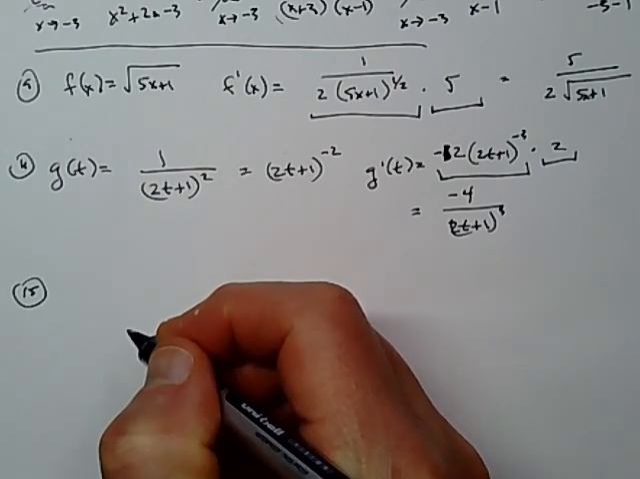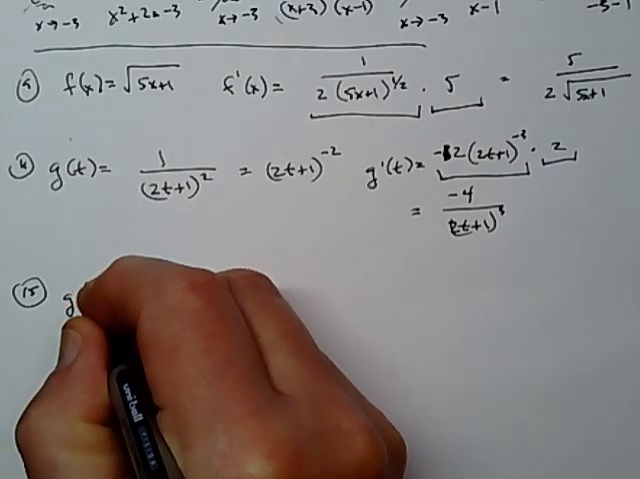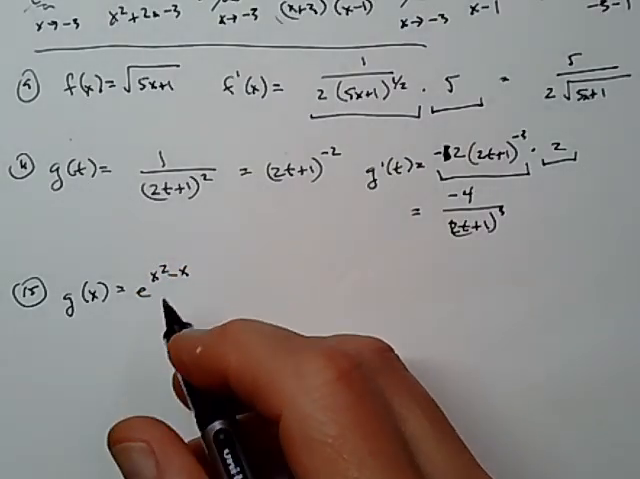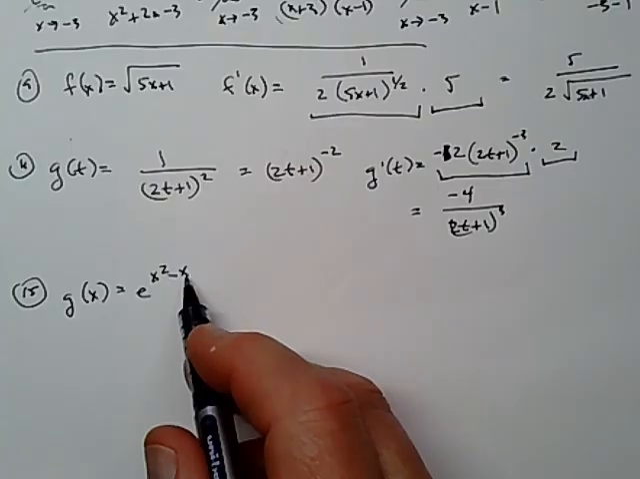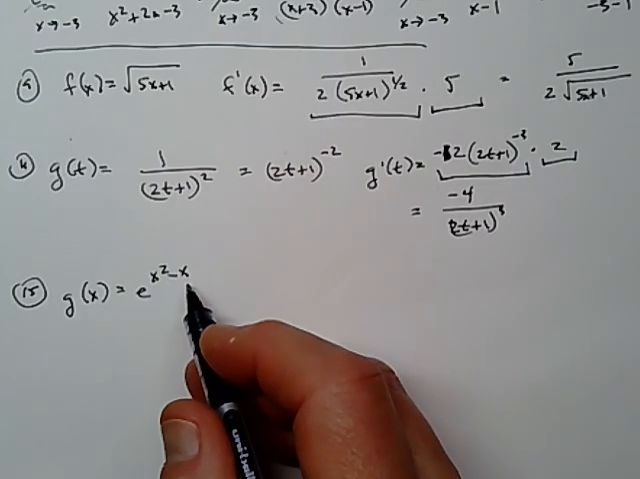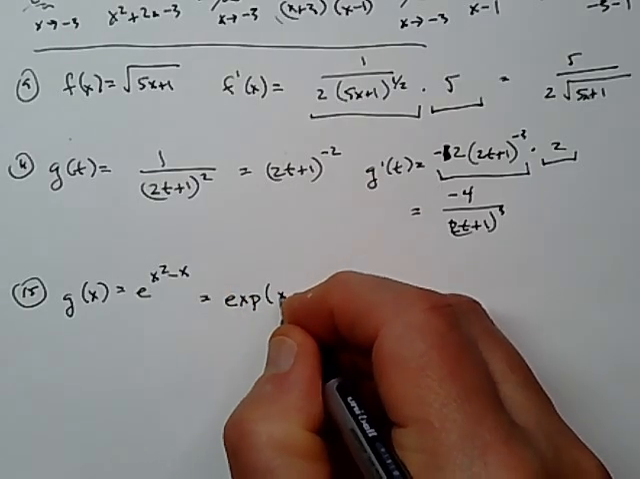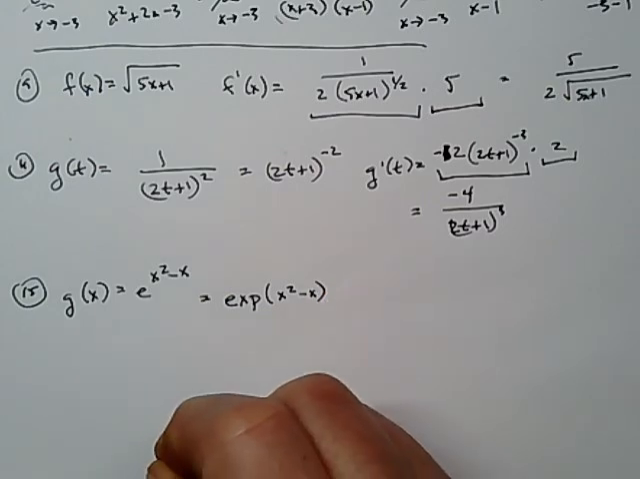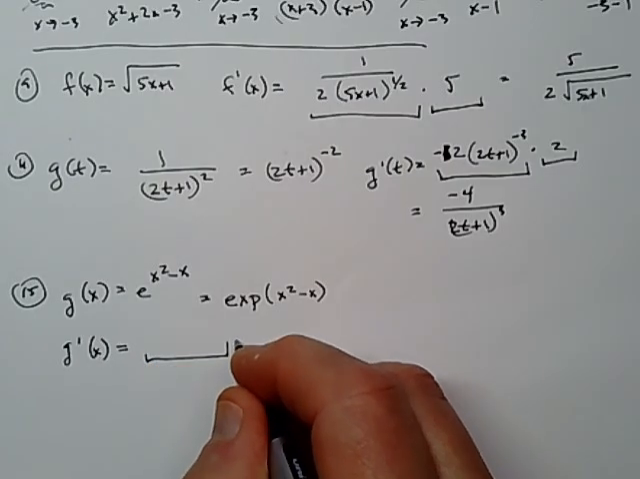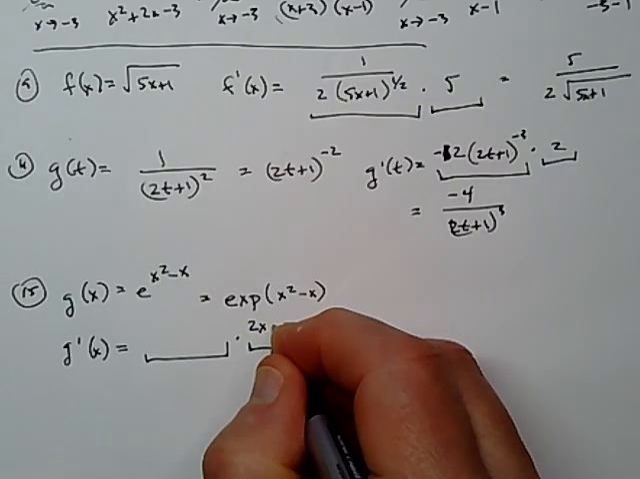15 is g of x is e to the x squared minus x. Okay, so it is a function of x, namely x squared minus x, which is having a function applied to it. So it's e to the x squared minus x. I suppose if you wanted to, you could emphasize that by writing the exponential function applied to x squared minus x. In any event, the derivative g prime of x is going to be take the derivative of the e to the part and multiply by the derivative of x squared minus x, which is 2x minus 1.